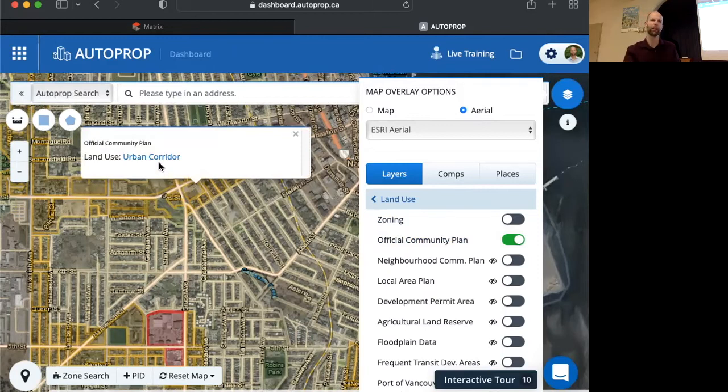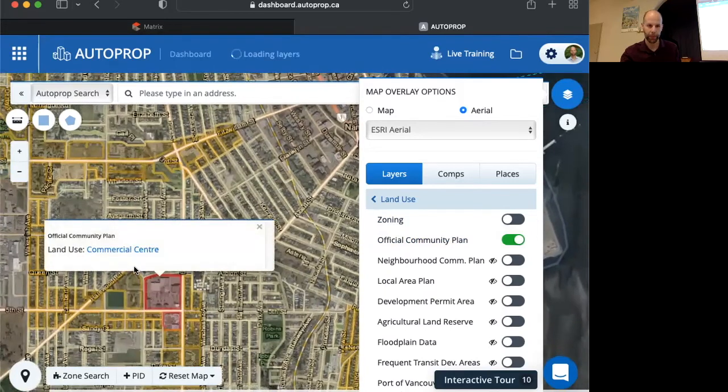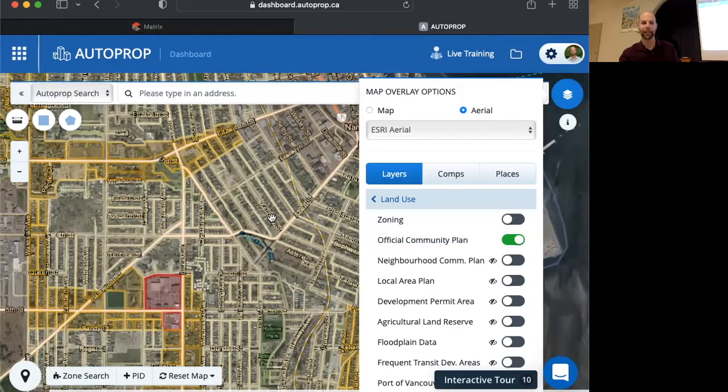So again, that's quite often mixed commercial residential or just medium density residential, things like that, commercial center. So this is what they have planned in the future for these areas. Maybe the zoning already matches what it is, but maybe not. So you could play around with looking at what the existing zoning is and what the official community plan has slated for that property and see if there's a discrepancy there.